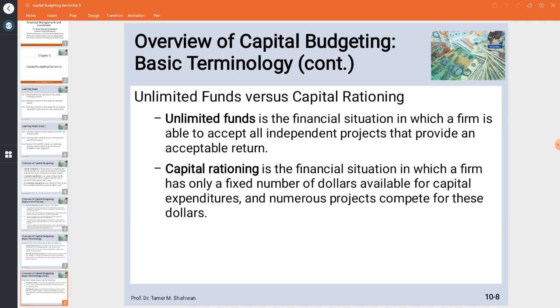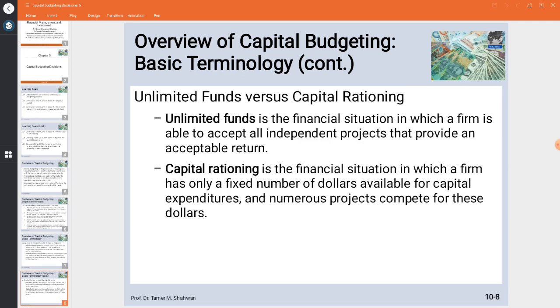However, in some situations you are facing what we call a capital rationing condition. Capital rationing is a financial situation in which the firm has only a fixed number of dollars available for capital expenditures, and I am not in a position to finance, from the finance concept, all of the available projects. In this case you are facing what we call capital rationing.